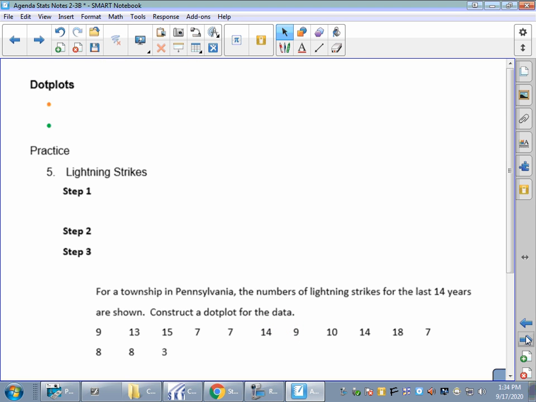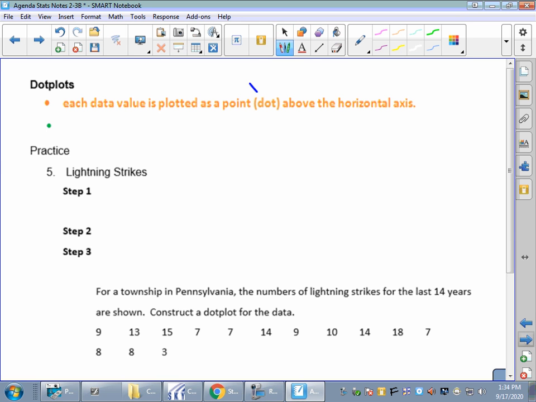Next up are dot plots. I actually had a stat student from last year who texted me and said, I made a dot plot at work, and she was so impressed. And I said, that's stats in the real world, you know. So dot plot, each data value is plotted as a point or a dot. I actually typically use an X above a horizontal number line.